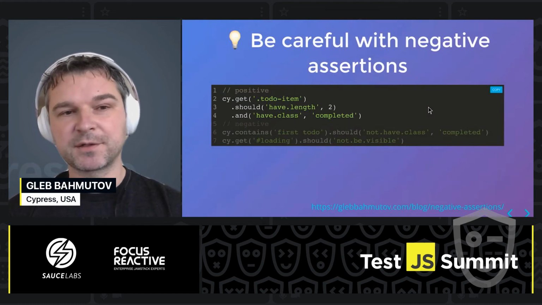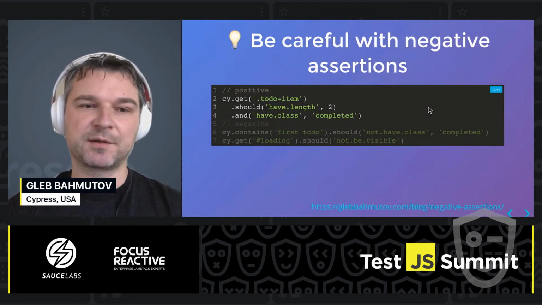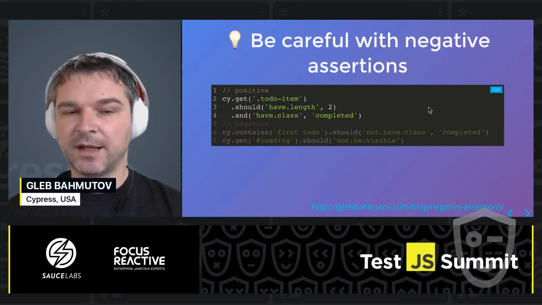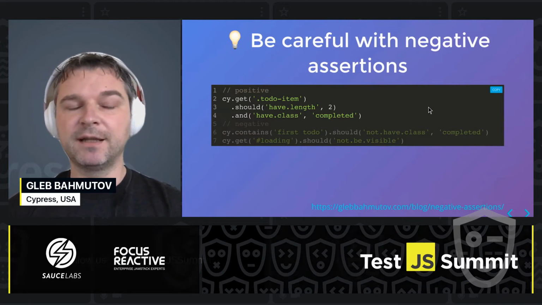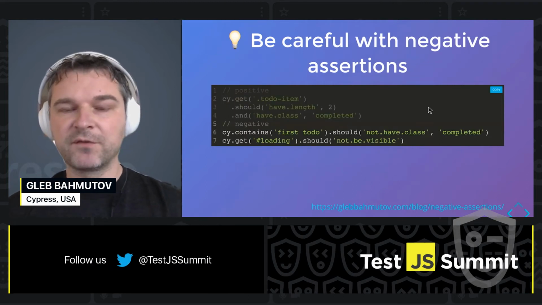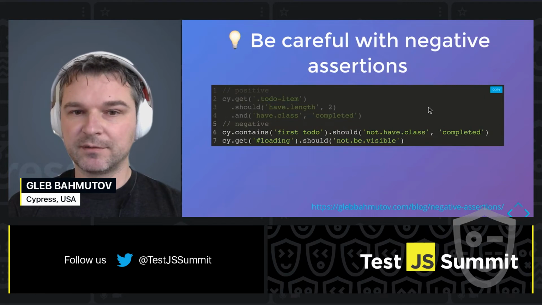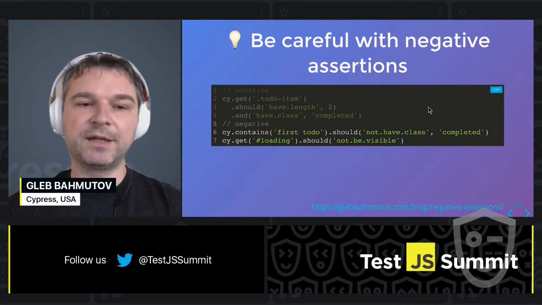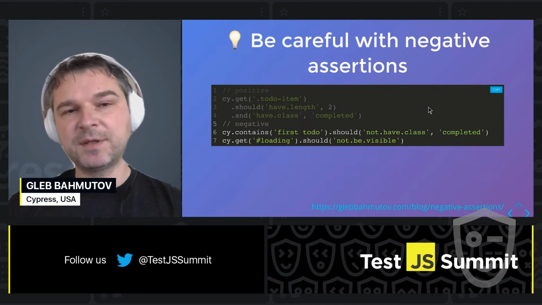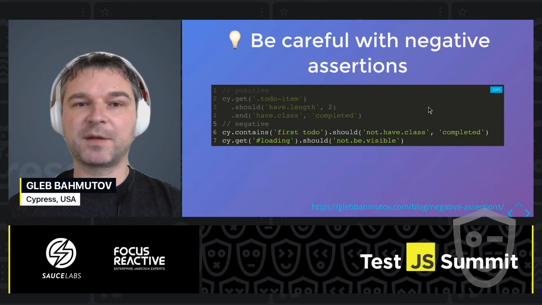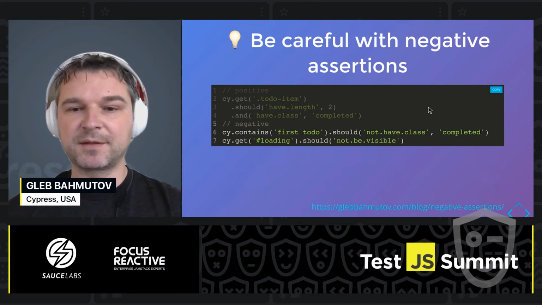When you're adding assertions, you can add positive assertions. For example, trying to find elements and make sure there are 2 elements found and each has a class completed is a positive assertion. But assertions that start with the not keyword, like an element should not have class completed or the loading element should not be visible, are called negative assertions. Be careful with negative assertions.